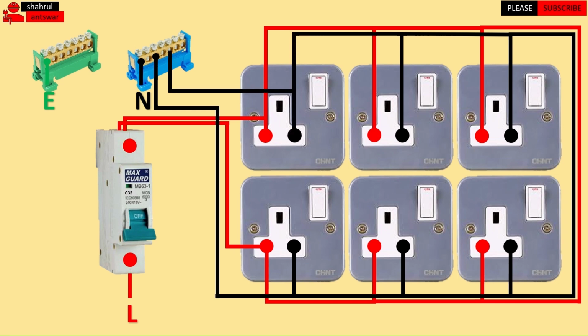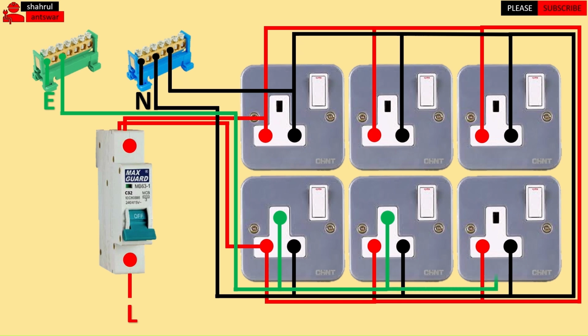The disadvantage of this ring circuit is that the number of cables used will increase. This is because the cables need to be pulled back to the supply source at the end of the circuit. Due to the increased use of cables, material costs will increase.